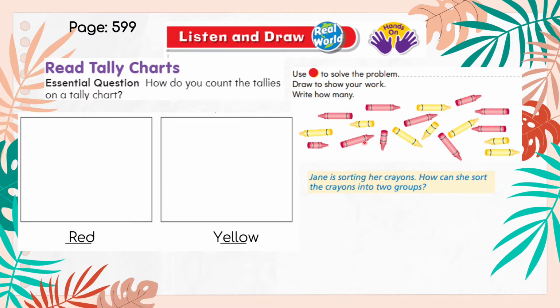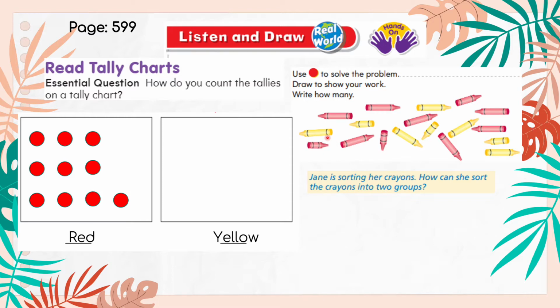The next thing I'll be doing is I'm going to count the number of red crayons I have here. So let's count together. 1, 2, 3, 4, 5, 6, 7, 8, 9, 10. So I have 10 red crayons and I will be using this symbol to show those red crayons here. So let's draw 10 of the red symbol. 1, 2, 3, 4, 5, 6, 7, 8, 9, 10. So these symbols represent the 10 red crayons I have here.